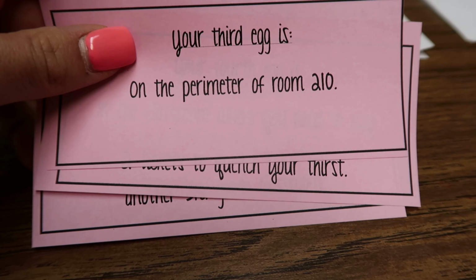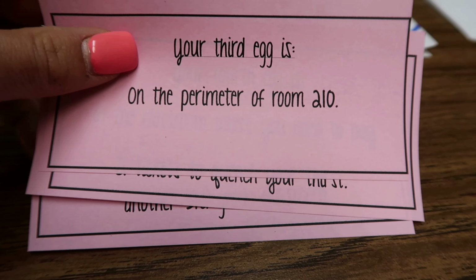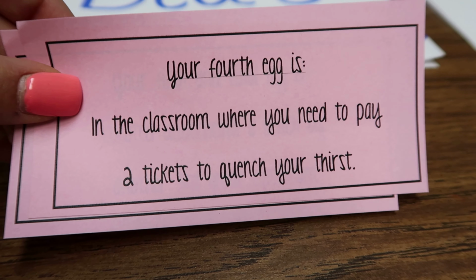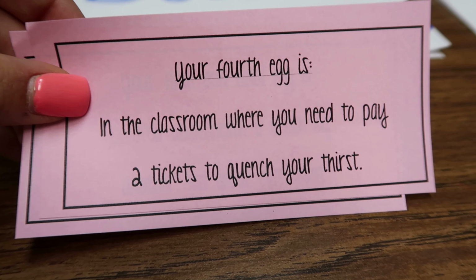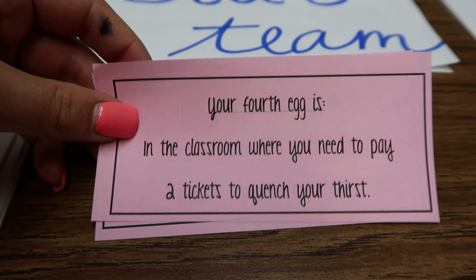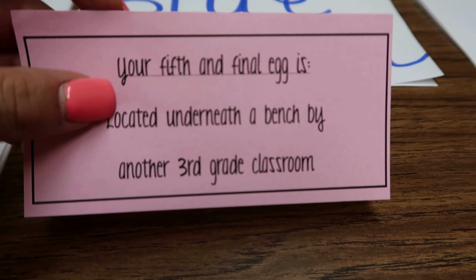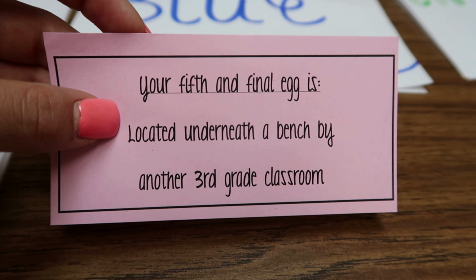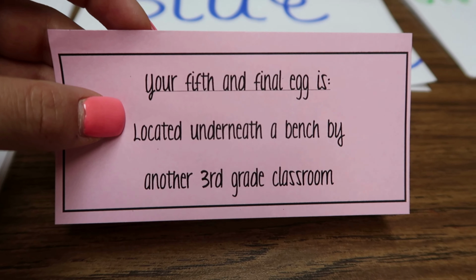So they're going to find the room, and then they're going to look on the perimeter of the room for the eggs. Your fourth egg is in the classroom where you need to pay 2 tickets to quench your thirst. These are actually going to go in the water fountain in the classroom. And your fifth and final egg is located underneath a bench by another 3rd grade classroom.